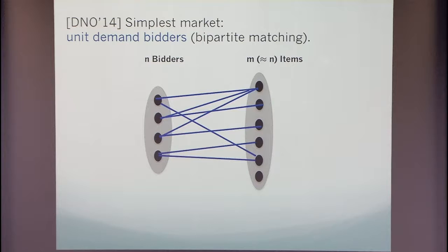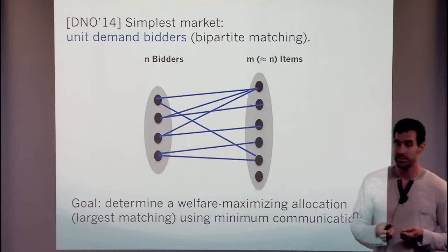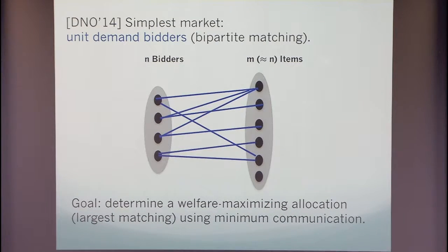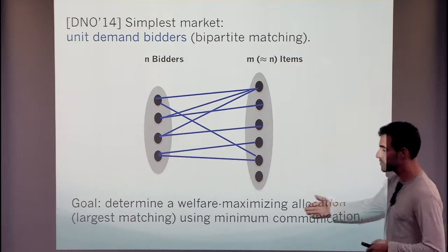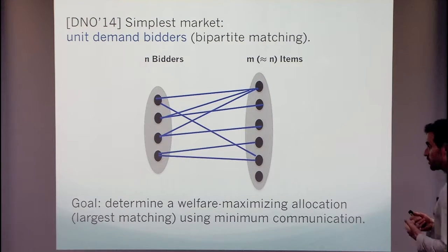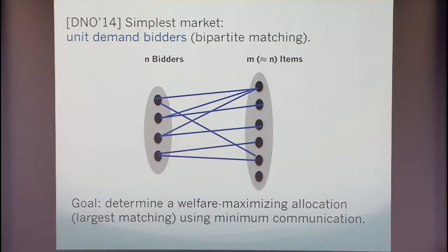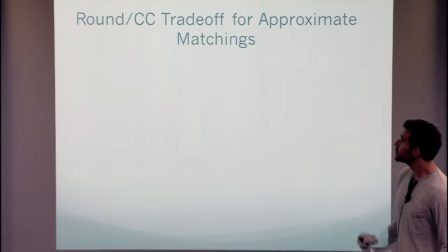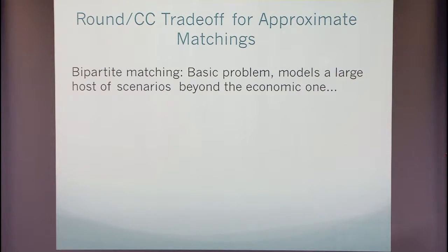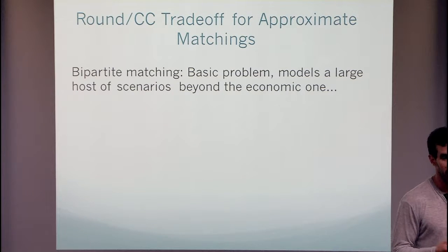This is really the simplest setting of combinatorial auctions. So in this setup, finding a welfare maximizing allocation is nothing else but finding a maximum or near optimal matching in a bipartite graph. And we'll be interested in doing so using a limited number of interaction rounds. So just a little bit more motivation about this problem. What this work is really about is round versus communication trade-offs for finding near optimal matchings in a bipartite graph.